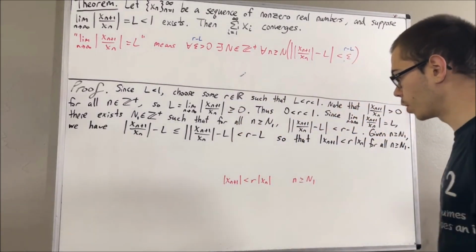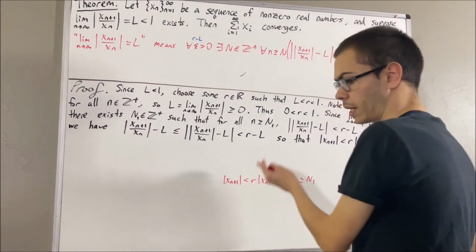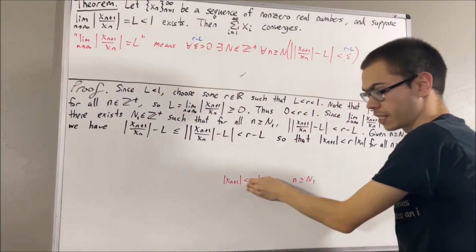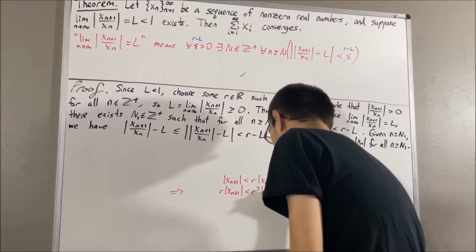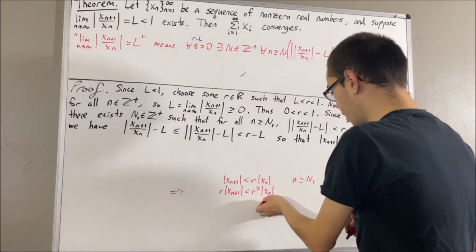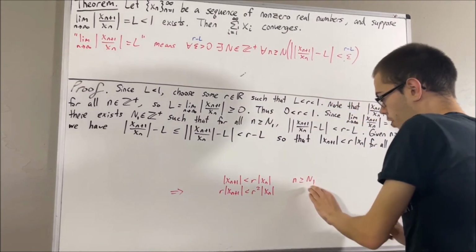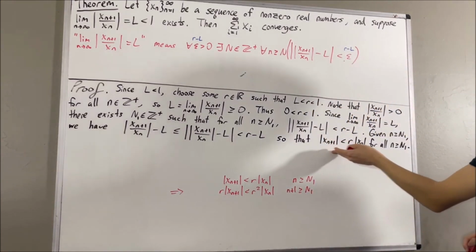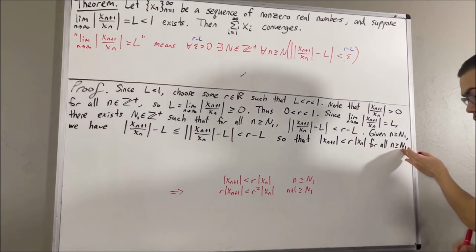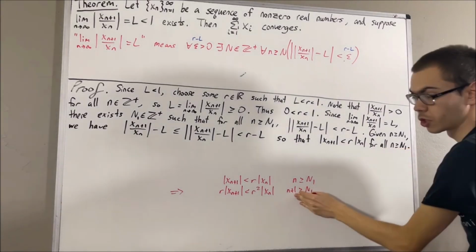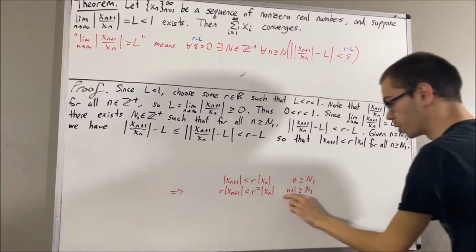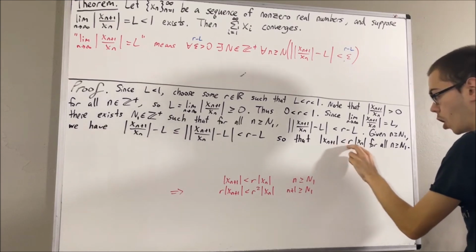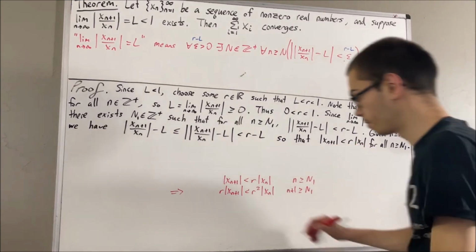But if we multiply both sides of this inequality by r, well, since r is greater than 0, the sign of the inequality will remain the same. So we get this. But then, since n is greater than or equal to capital N1, certainly n plus 1 is greater than or equal to capital N1. So, since this statement works for every integer greater than or equal to capital N1, then in particular, it must work for n plus 1. So taking n to be n plus 1, we have that absolute value of xn plus 2 is less than r times absolute value of xn plus 1.